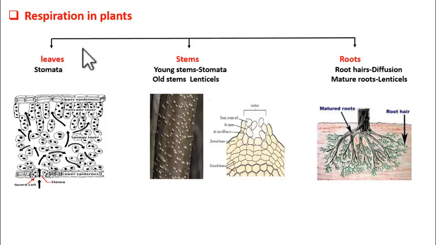Let us take up leaves first. In leaves, there are stomata. Students, do you remember the stomata? They are actually present in the lower epidermis and they are pores. Simply, they are pores. These pores lead into air spaces. Then air spaces lead into air channels, and these air channels connect every cell of the leaf tissue.